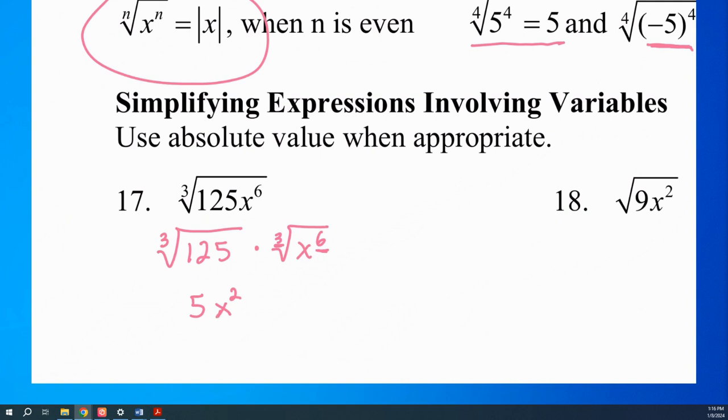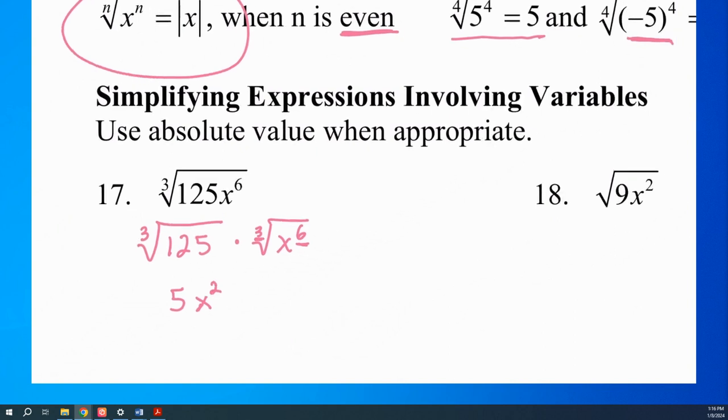Now we need to check. Was my index even? No, it's a 3, right? So do I need to worry about absolute values? No. We only worry about it when it's even. When this little number is even. Alrighty, can I go to the next one?